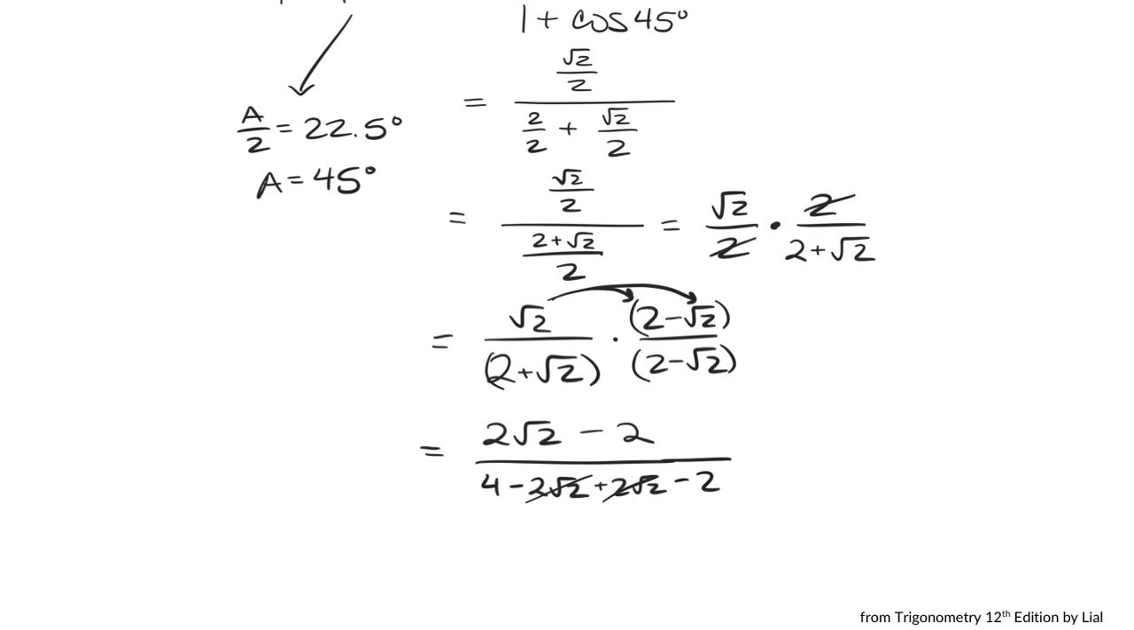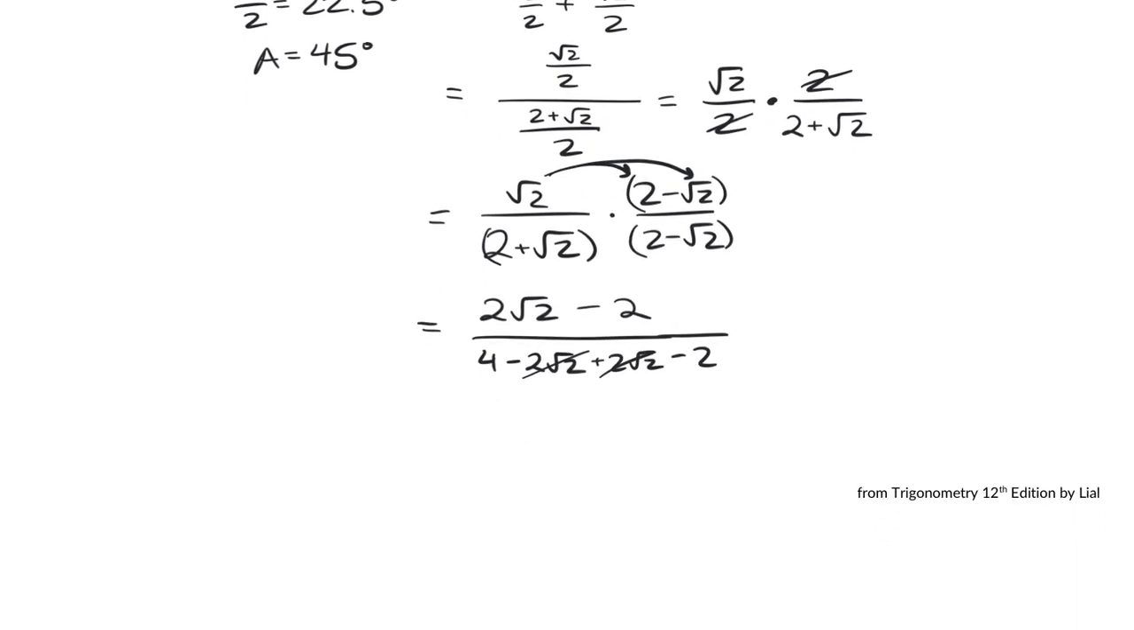It is the difference of 2 squares, yes. Square the first, square the second, subtract them. What is 4 minus 2, though? Because that's the only thing I have left on the bottom. 2. So I have 2 square root of 2 minus 2 over 2.